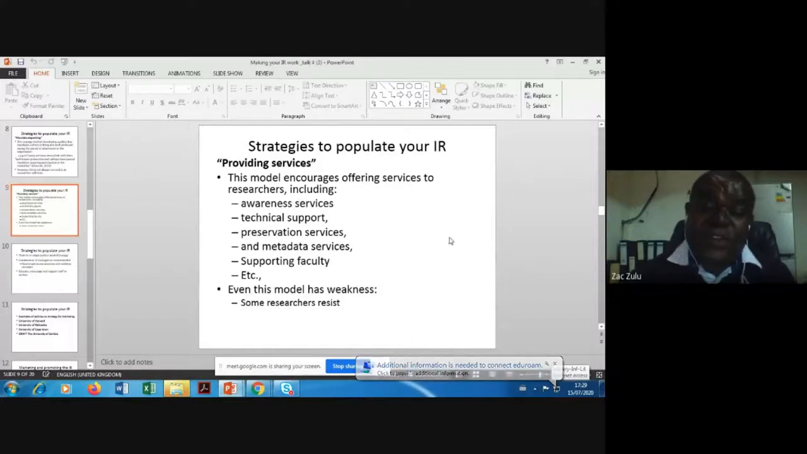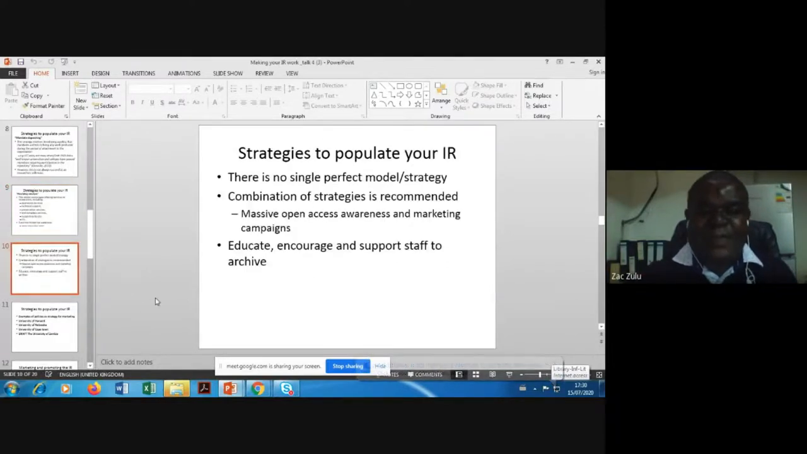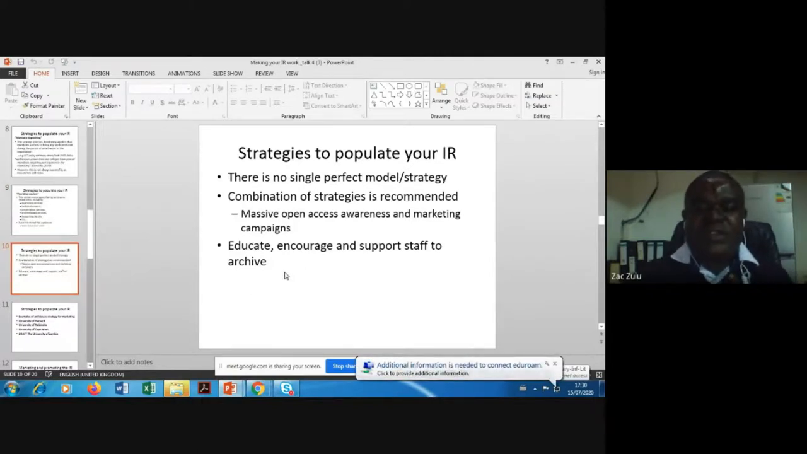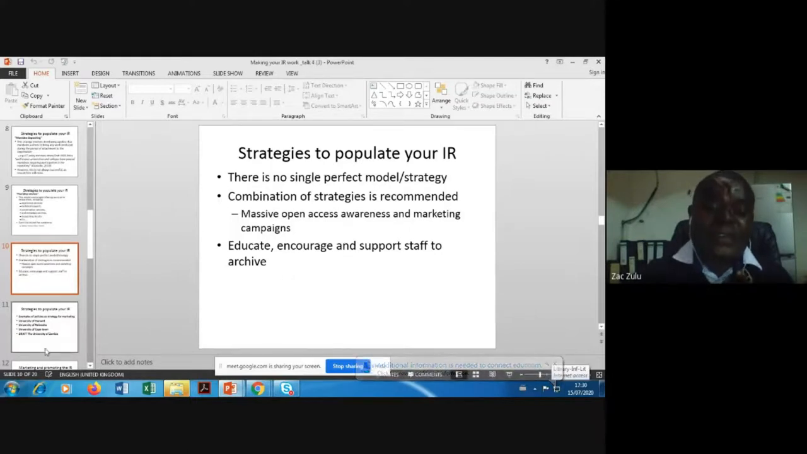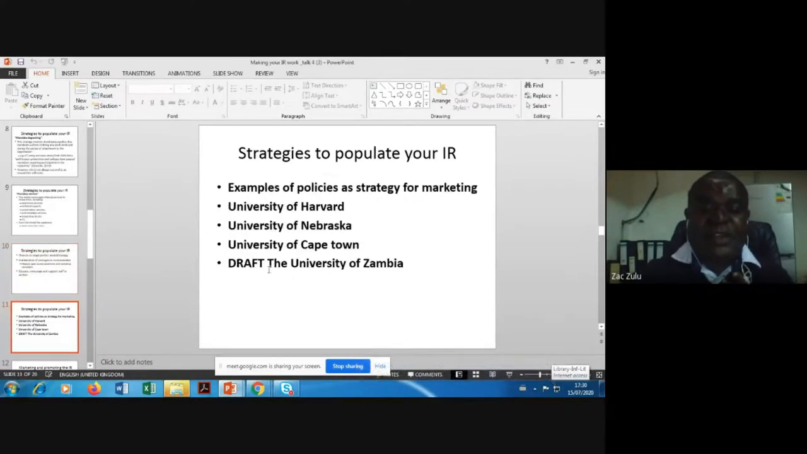Okay, though even this model has some weaknesses, because there are some lecturers who have been very adamant. They have refused. They say, no, my work, you can't until you pay. There's still that resistance. Okay. So there's no single perfect model which you can adopt. You can just use a hybrid. Okay, you can use a hybrid.